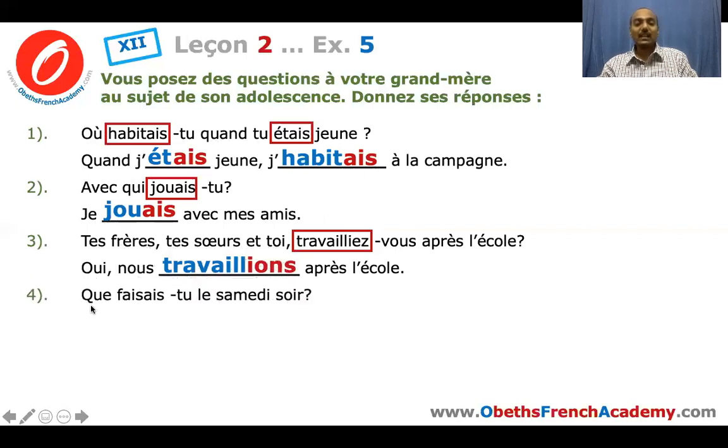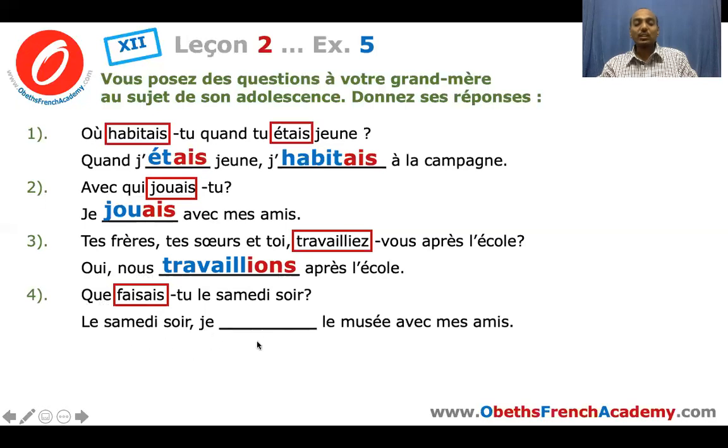Fourth question. Que faisais-tu le samedi soir? What were you doing on Saturday evening? So the verb is faire. It's in imparfait. What were you doing on Saturday evening? And the answer is, le samedi soir, je visitais le musée avec mes amis. On Saturday evening, I used to visit the museum with my friends.